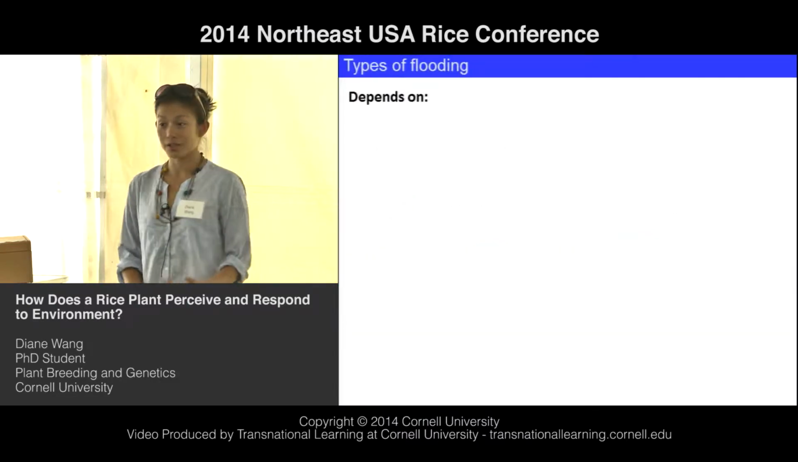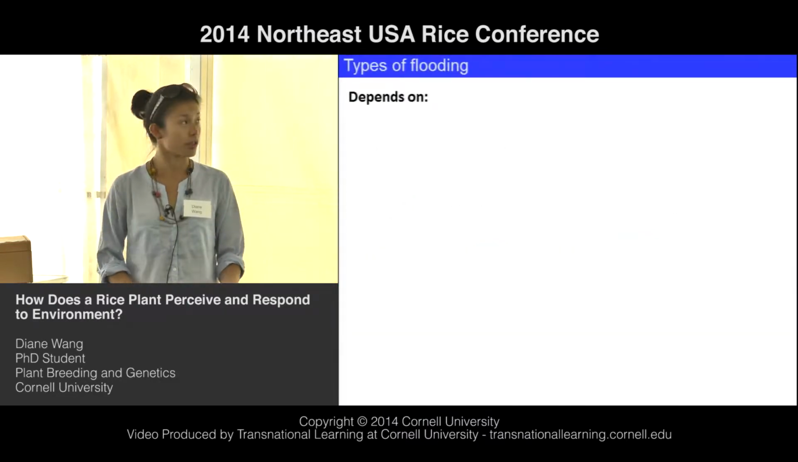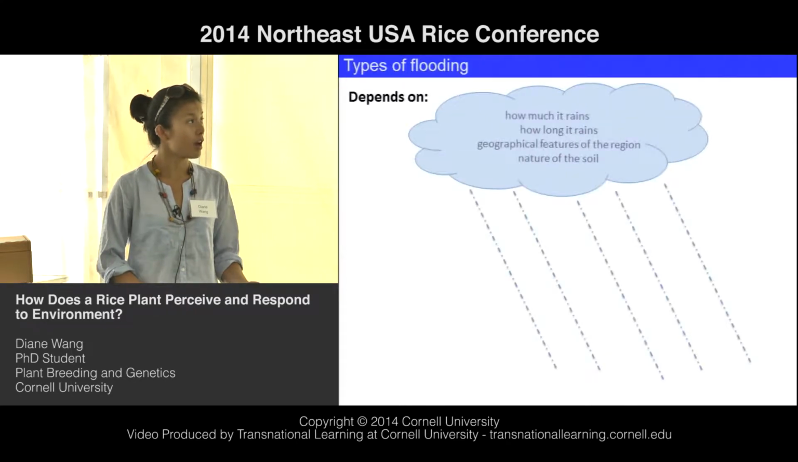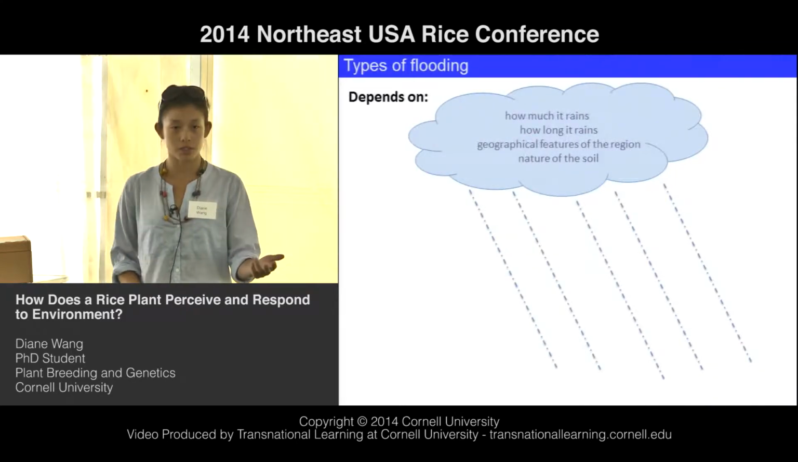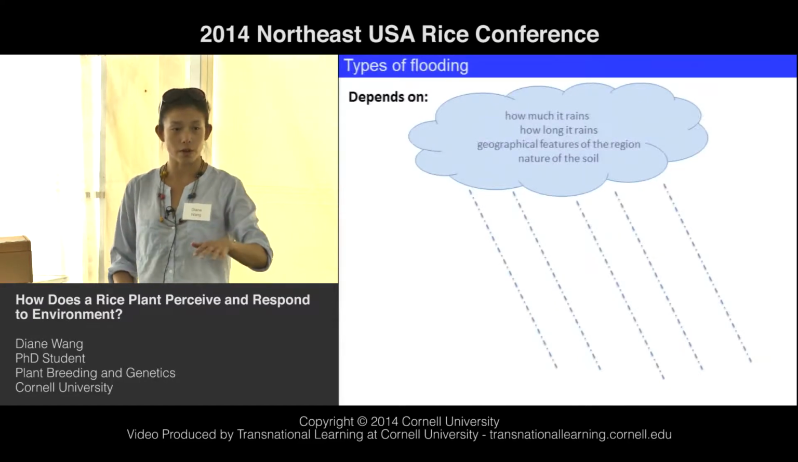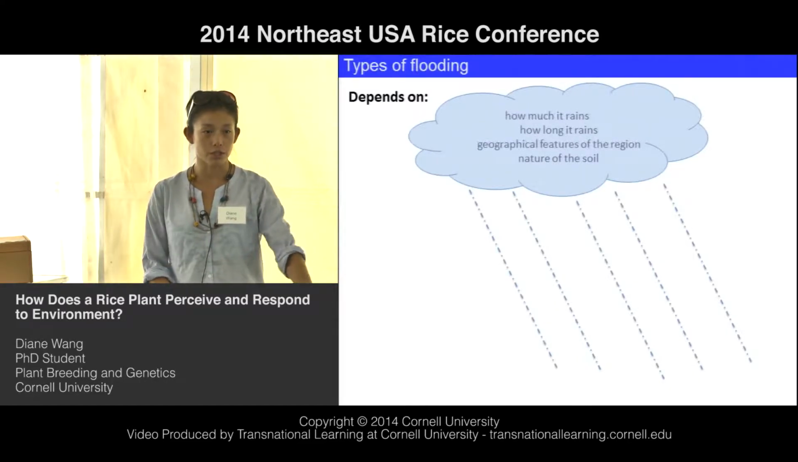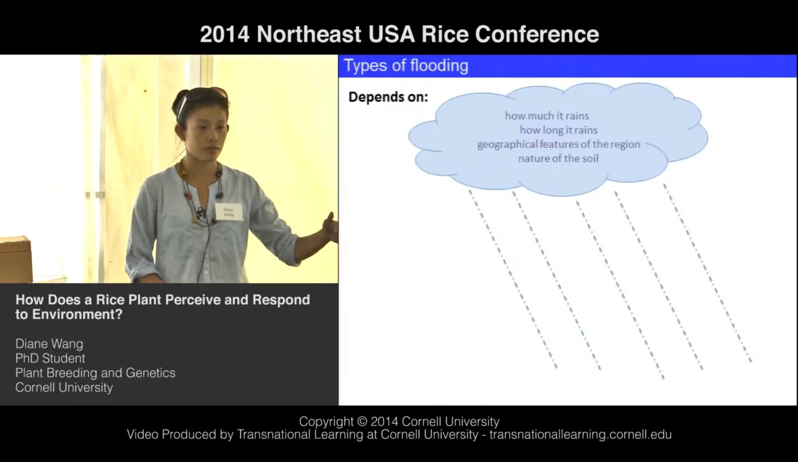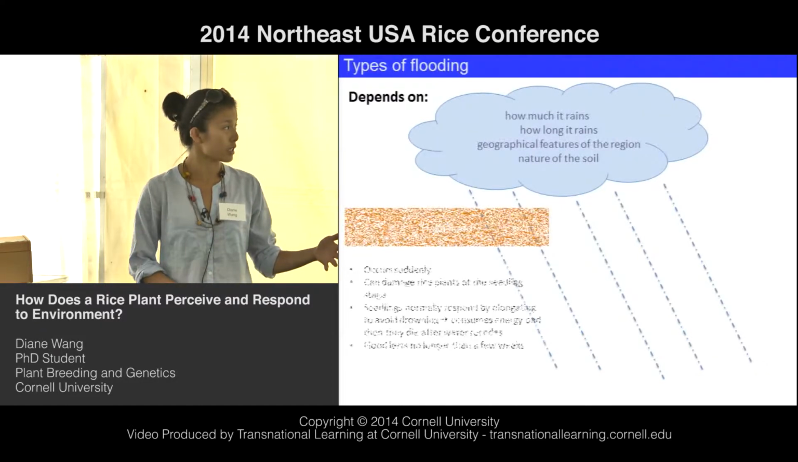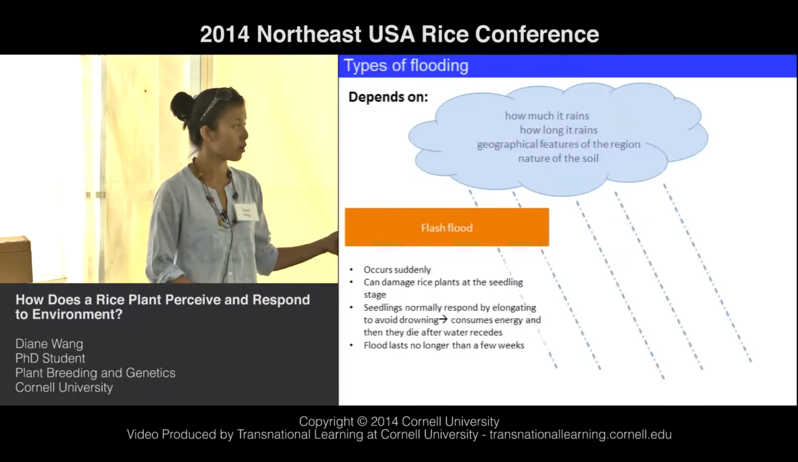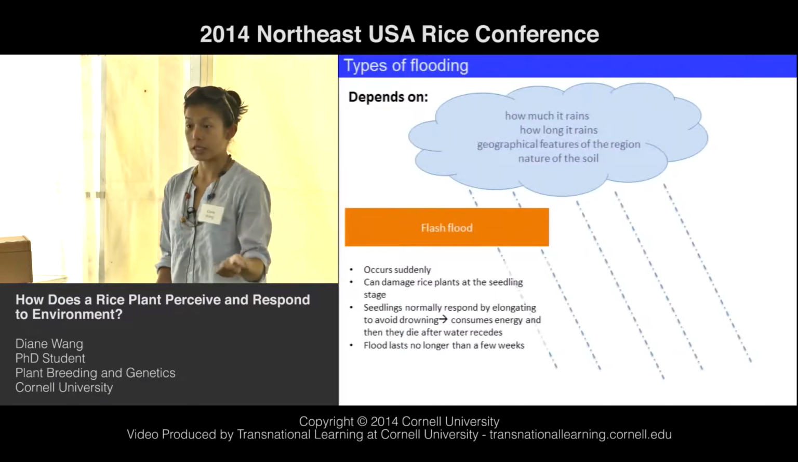So there are different types of flooding that we observe, and this depends on how much it rains, how long it rains, the geographical features of a region, like topography, whether you're in a real low region or whether you're up higher, and of course the nature of the soil. And the first main type of flooding is a flash flood. And so this is something that occurs suddenly.